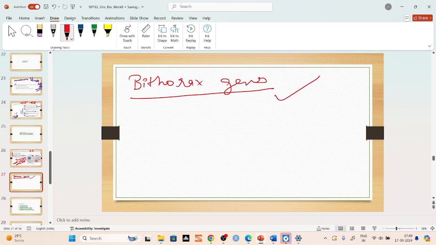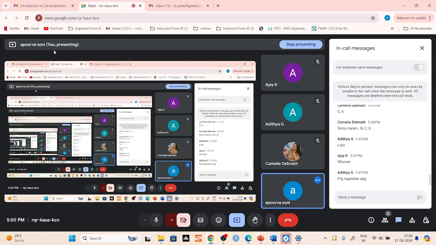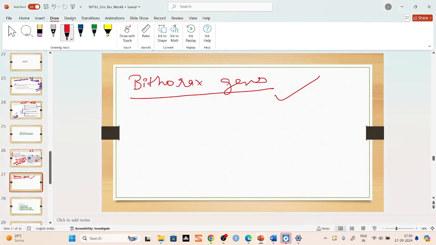Bithorax genes. Under which category do they belong? Are these gap genes, pair rule genes, segment polarity genes, or homeotic selector genes? Bithorax are... nobody knows? Aditya, Ajay, homeotic genes. Correct. So, bithorax genes are the homeotic genes.